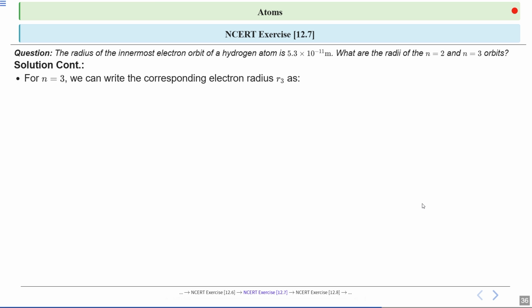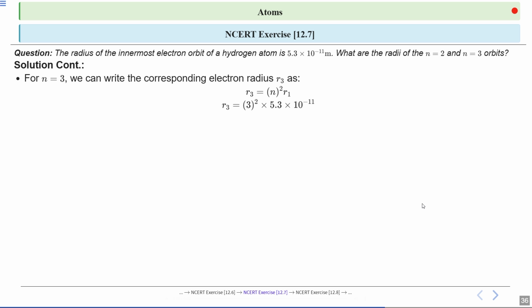Now let's focus on n equal to 3 orbit. We will write an expression for the radius of this third orbit, which we call r3. So the formula for the radius of the nth orbit is Rn equal to n square times r1, where n is the orbit number and r1 is the radius of the first orbit, that is Bohr's radius, which is r1 equal to 5.3 times 10 to the power minus 11 meters.